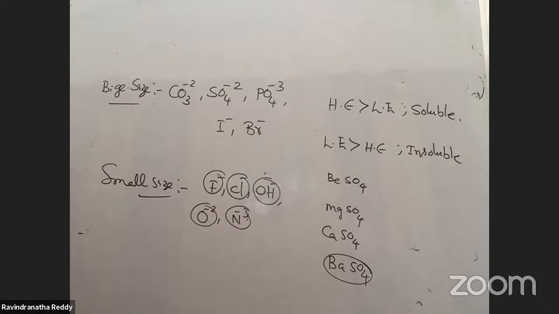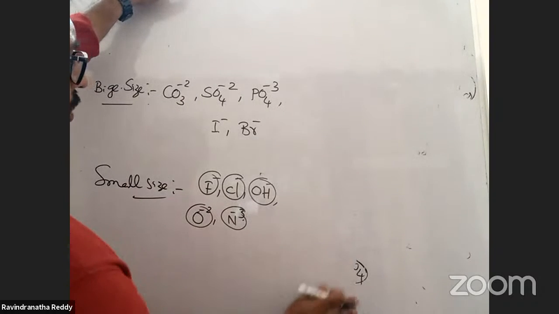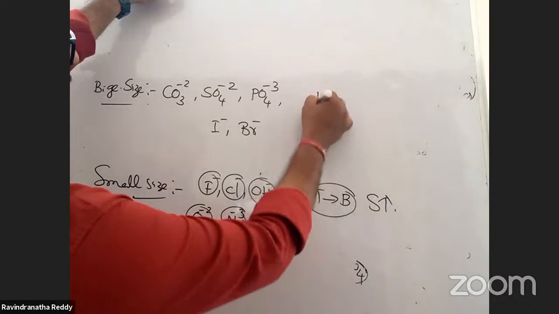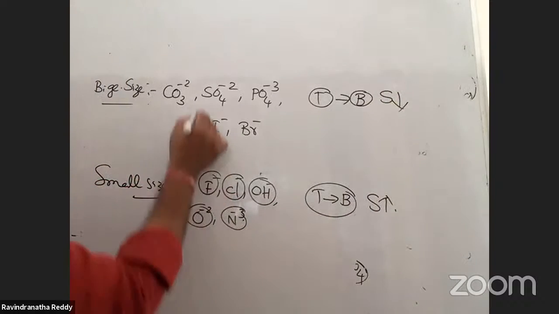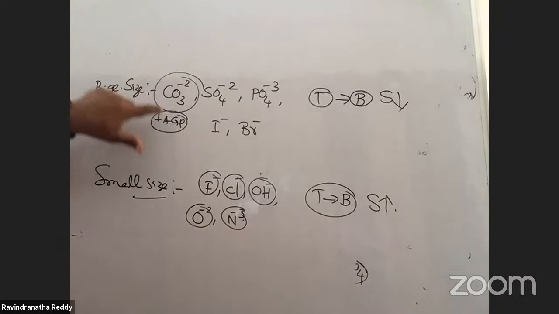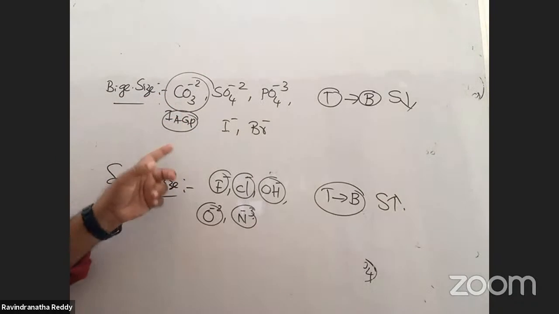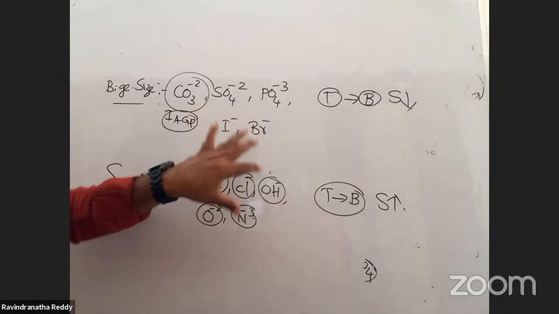For the small size anion condition, solubility increases from top to bottom. The second condition: in any group from top to bottom, solubility decreases. This one is except the 1A group. In the 1A group, from top to bottom, the solubility of carbonates increases. That is an exceptional case. So like that, based on this concept, we can explain solubility.